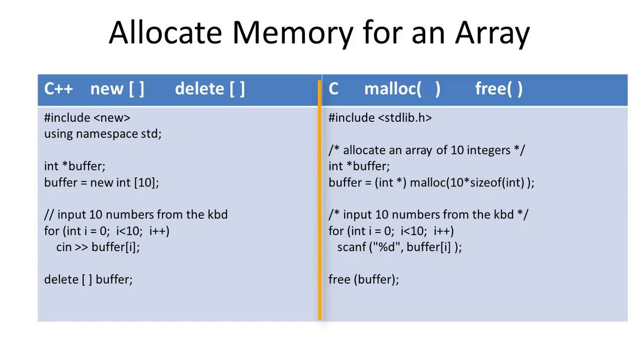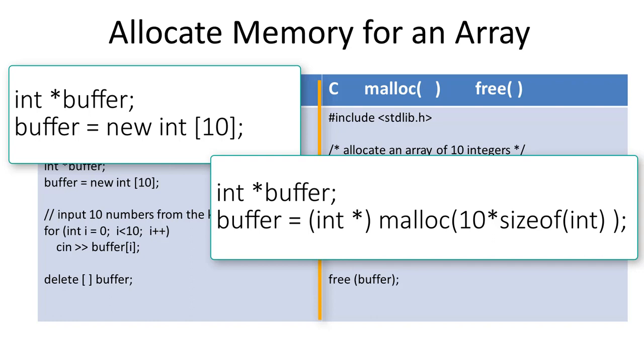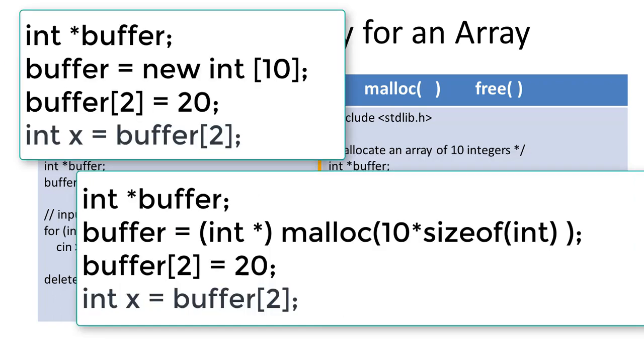Allocating memory for an array is similar to allocating memory for a single item, except in C++, the array notation of open and close square brackets is part of the allocation. In C, you just need to multiply the size of the data item by the number of items in the array. Since the name of an array, or in this case the allocated array, is the address of the first byte of the array, we don't need to use pointer notation when accessing the array itself.